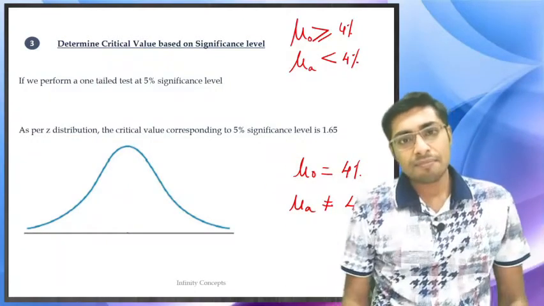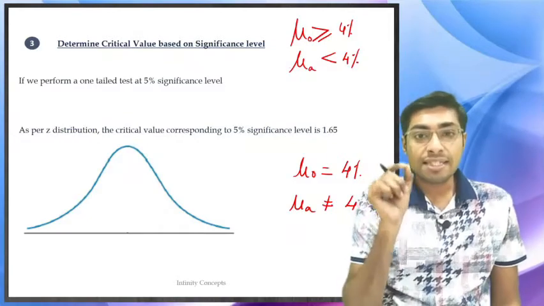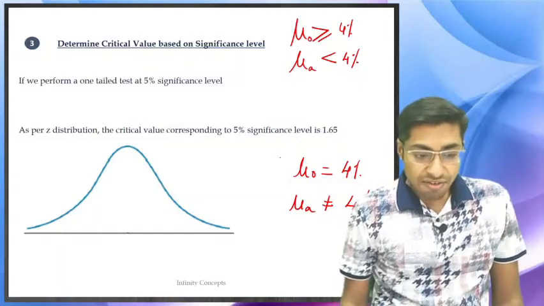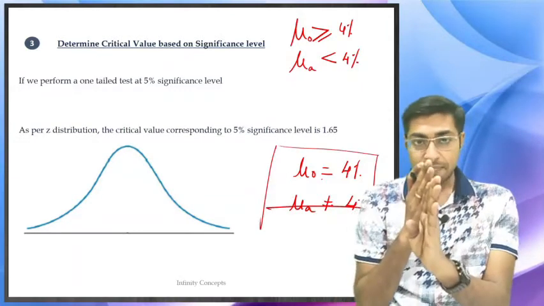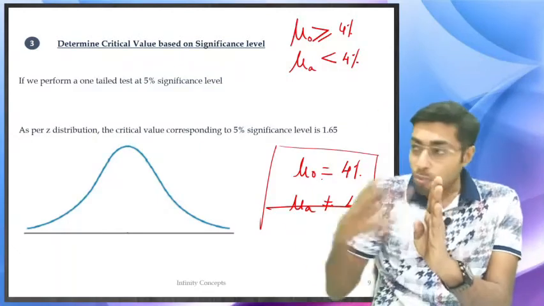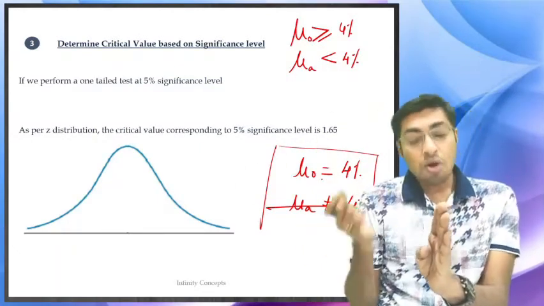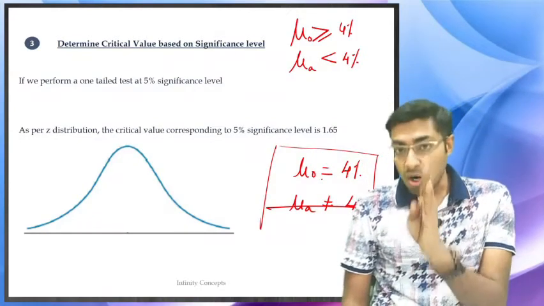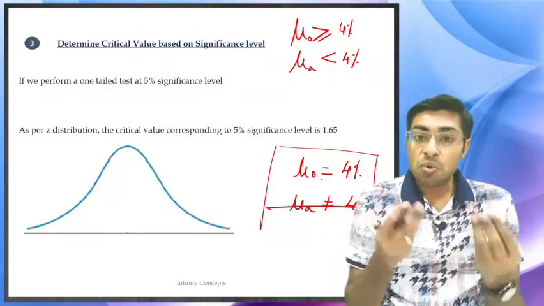Only two parts, and therefore over here we are saying that this is a one-tailed test. But if, for example, the null is equal to 4% and the alternative is on both sides of the null, if it is more than 4% also or less than 4% also, if that is your alternative, then in that case you will be doing a two-tailed test.